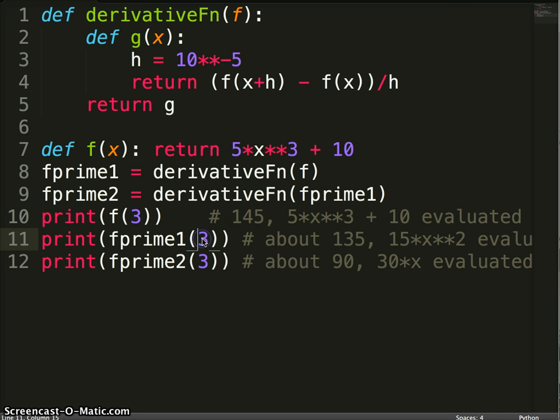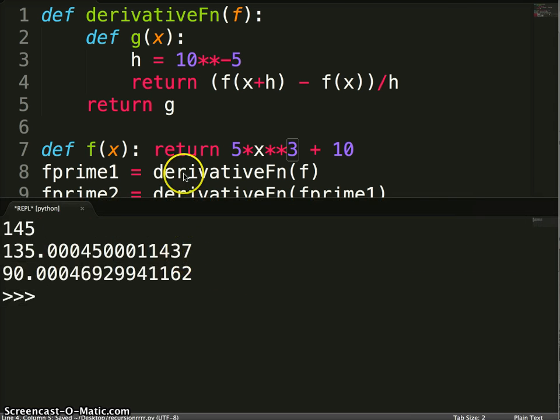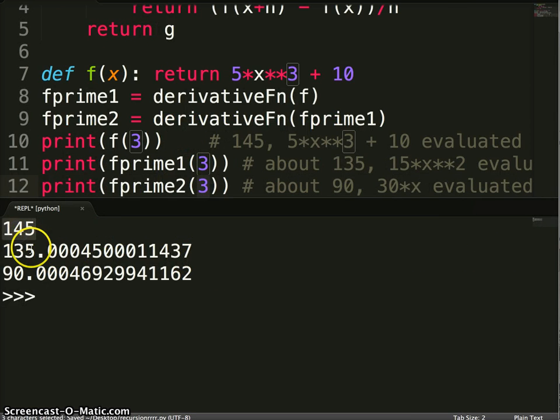So x squared is 9, 15 times 9 is 135, so we should get about 135. And then the derivative of 15x squared is 30x. So 3 times 30 is 90. So when we run this, we see that we get 145, that's the f, 135, which is f prime, and then 90, which is the second derivative of f.